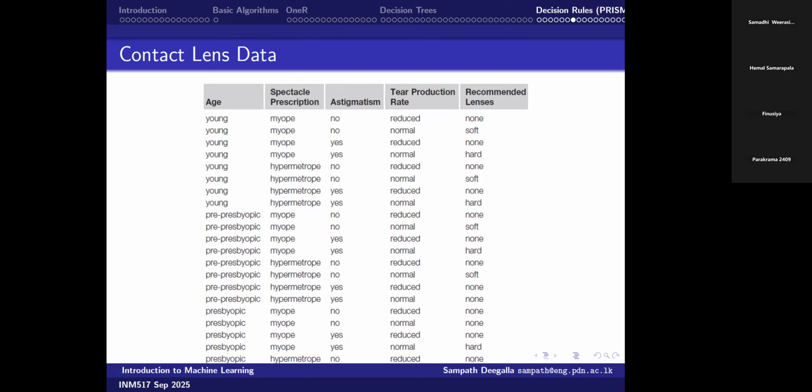Okay. So let's look at how we can actually use the covering algorithm to create the rules based on this data set. Okay, let's start.